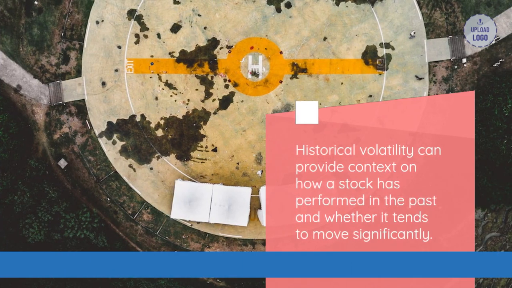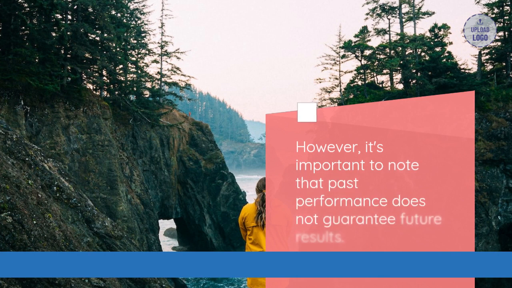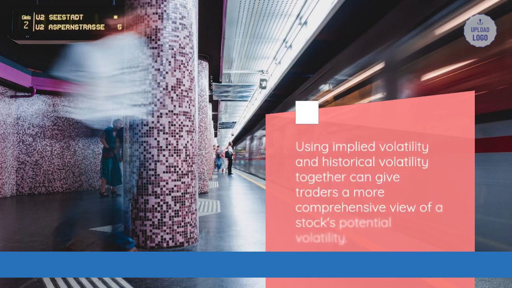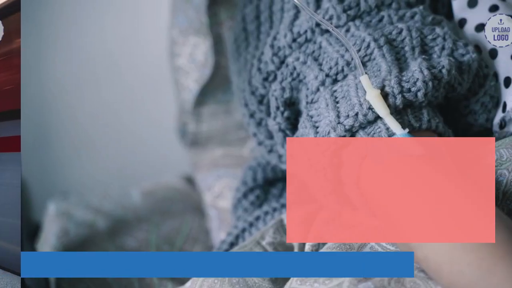Historical volatility can provide context on how a stock has performed in the past and whether it tends to move significantly. However, it's important to note that past performance does not guarantee future results. Using implied volatility and historical volatility together can give traders a more comprehensive view of a stock's potential volatility.